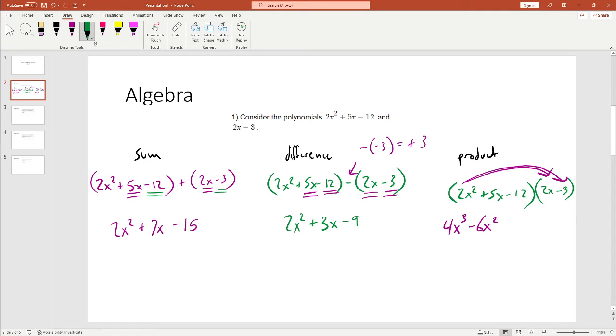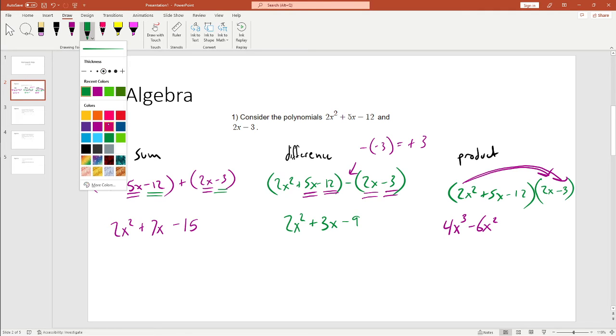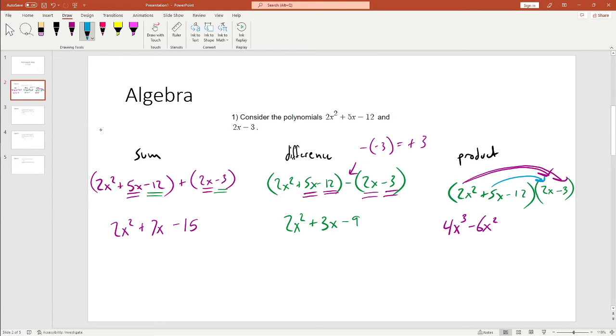Switch to a different color. Let's do blue. 5x times this, and then 5x times this. So 5x times 2x is plus 10x. 5x times minus 3 is minus 15x.